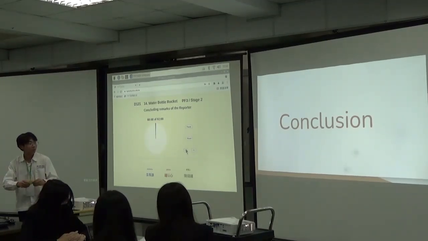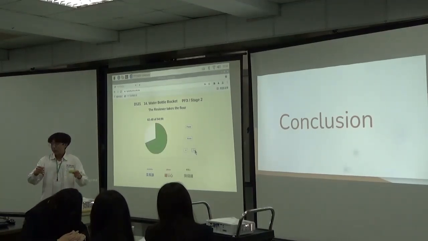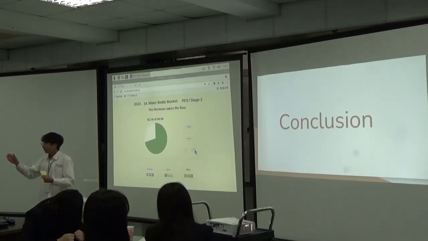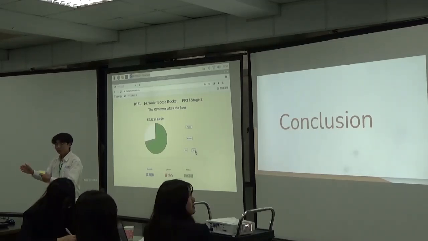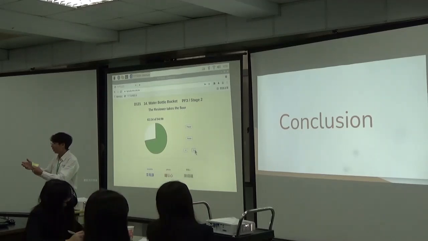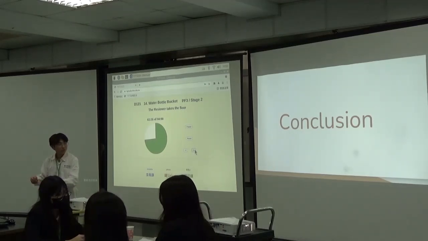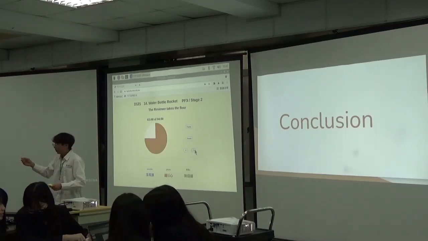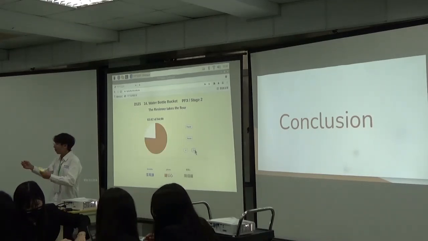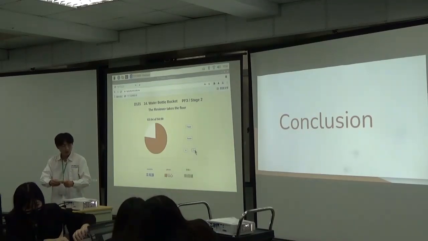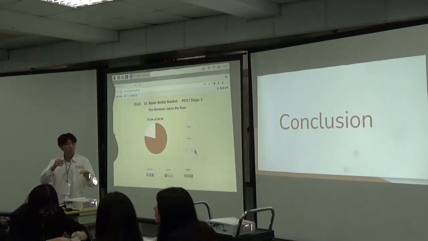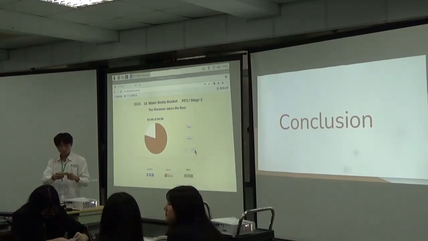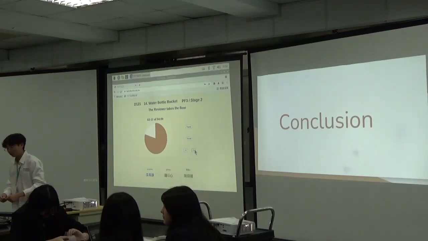Conclusion. I think the reporter doesn't try different shapes of the bottle, because according to the theory, the rocket bottle has a best shape. That's all.